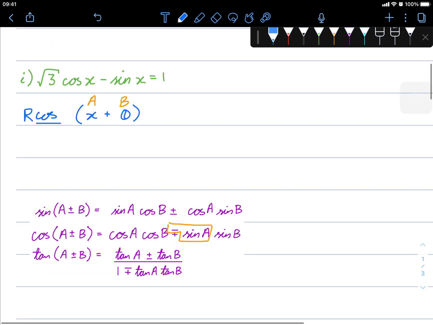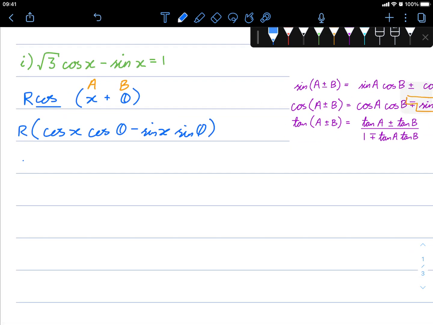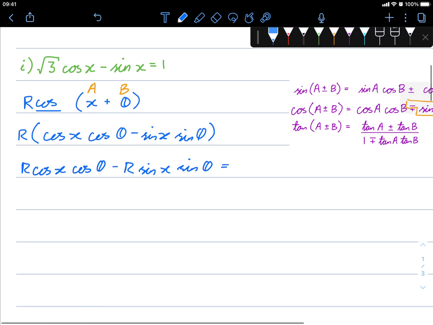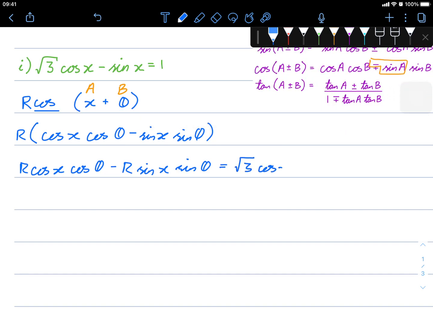Now let's take a look at what happens when we expand this. We get r outside of cos x cos theta minus, because we're following that method, see how if it's cos A plus B, we get a minus sine x. So negative sine x sine theta. Let's move this out of the way again. Let's expand this further. We get r cos x cos theta minus r sine x sine theta. And this is going to be equal to our original expression on the left hand side, so it's going to become root 3 cos x minus sine x. So take a look, it is matching exactly as we want.